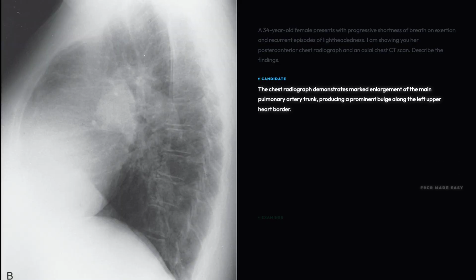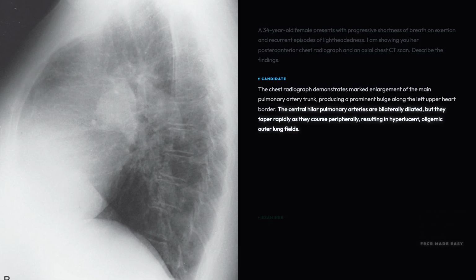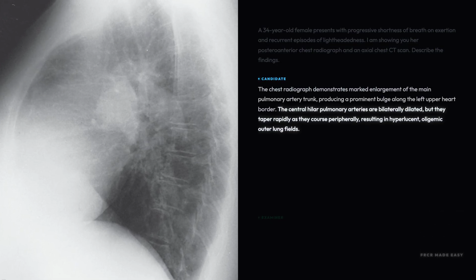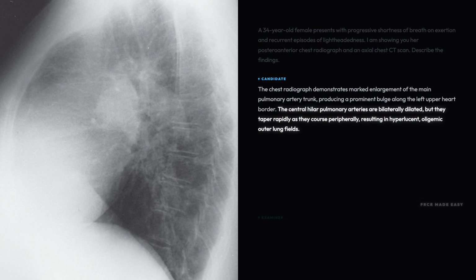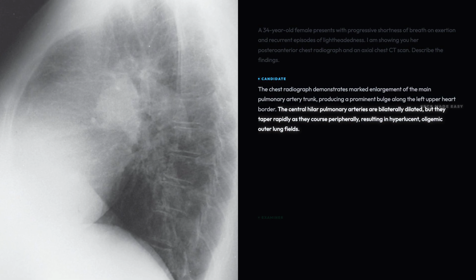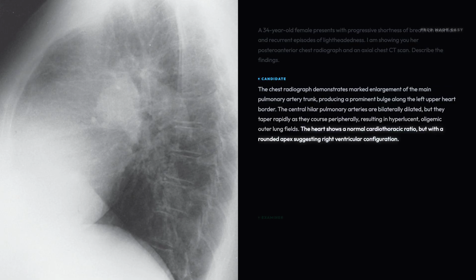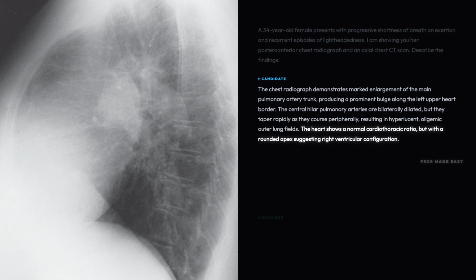the left upper heart border. The central hilar pulmonary arteries are bilaterally dilated, but they taper rapidly as they course peripherally, resulting in hyperlucent, oligemic outer lung fields. The heart shows a normal cardiothoracic ratio, but with a rounded apex suggesting right ventricular configuration.